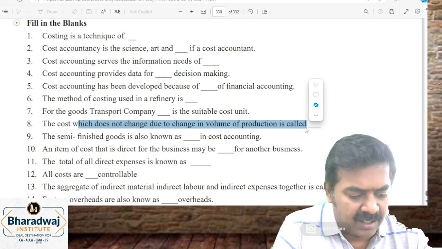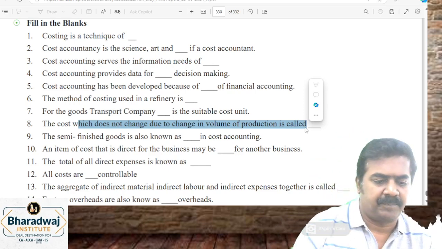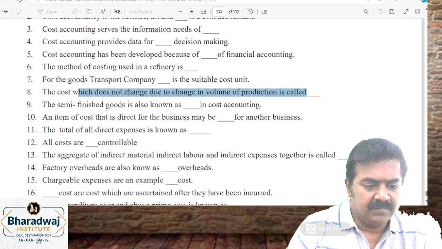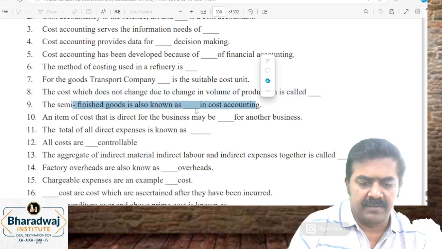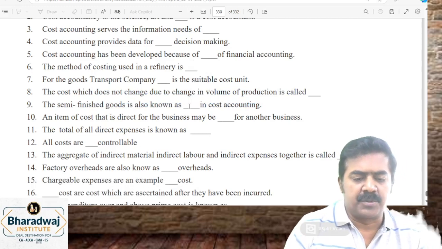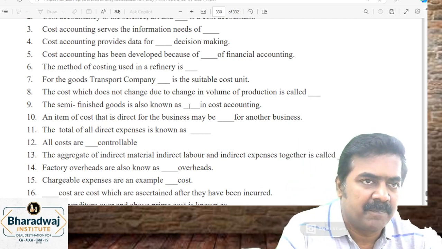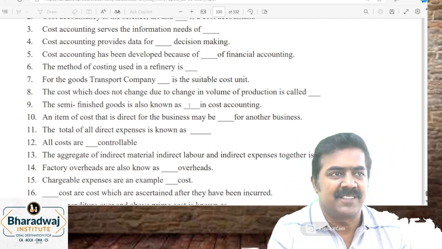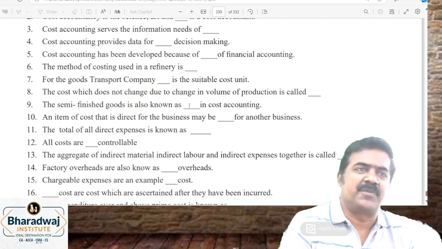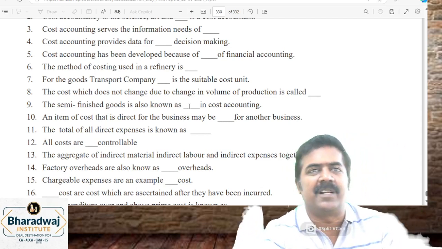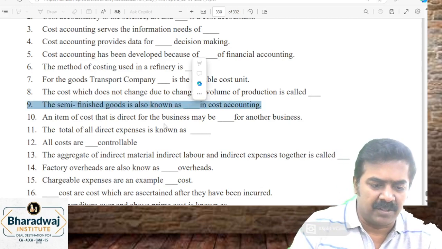Because production change does not change the cost, it is fixed cost. Semi-finished goods are known as, in cost accounting, work in progress, WIP. Goods which are processed, finished goods. Yet to be processed, raw material. Under process, work in progress. We call it work in progress.